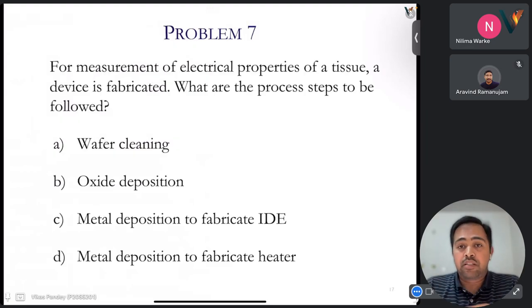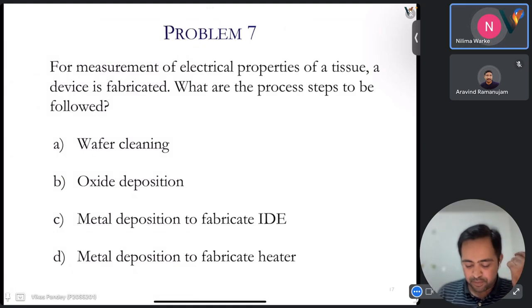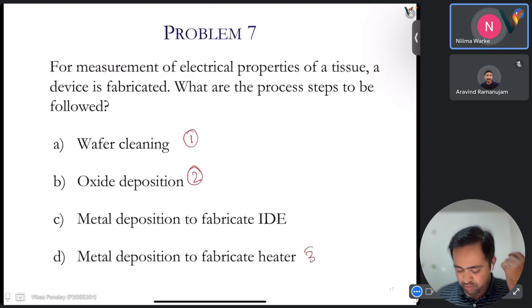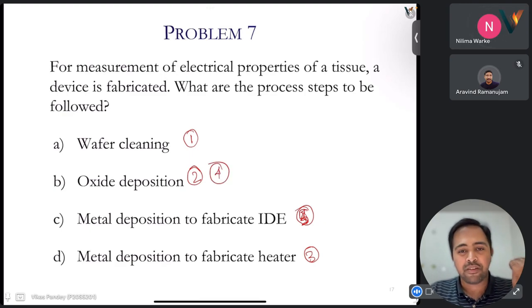For measurement of electrical properties of a tissue, a device is fabricated. What are the process steps to be followed? Okay, so these are the ones. Paper cleaning, oxide deposition, then metal deposition to fabricate heater, followed by metal deposition to fabricate ID. And in between, one thing is missing actually. After this, again, oxide deposition will be there.